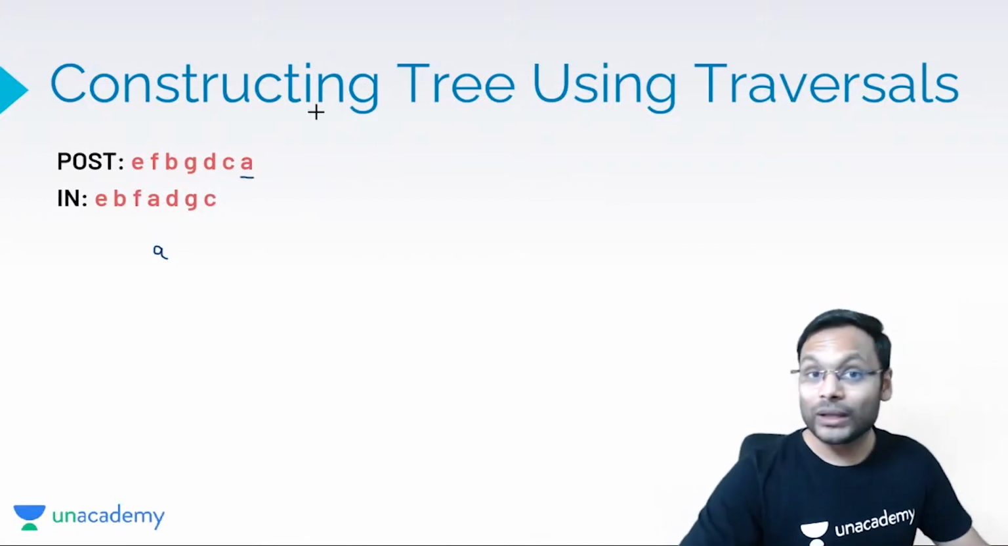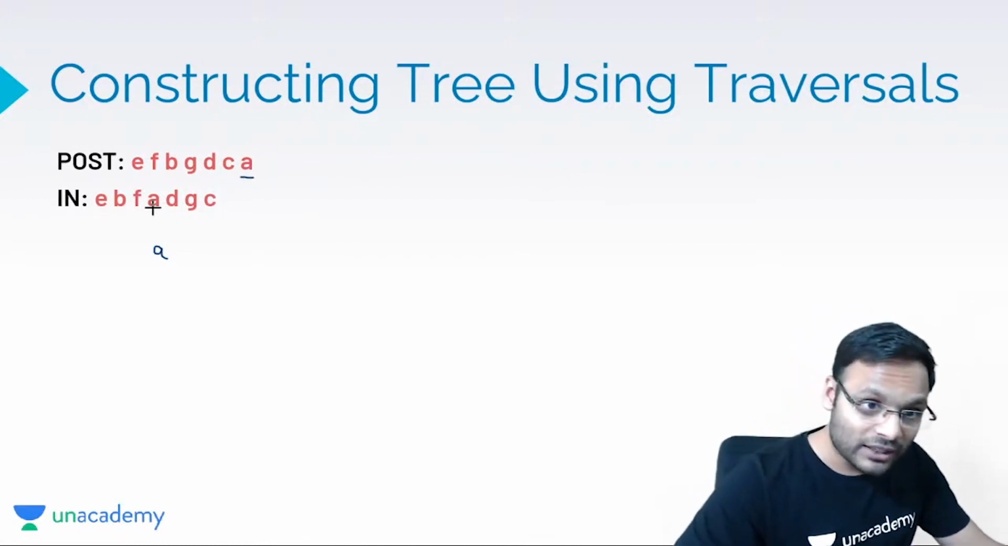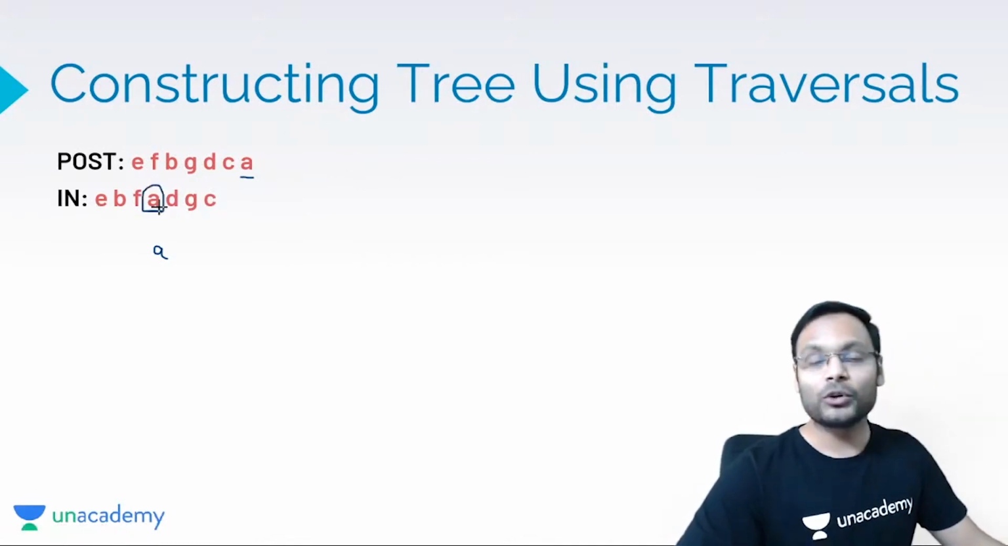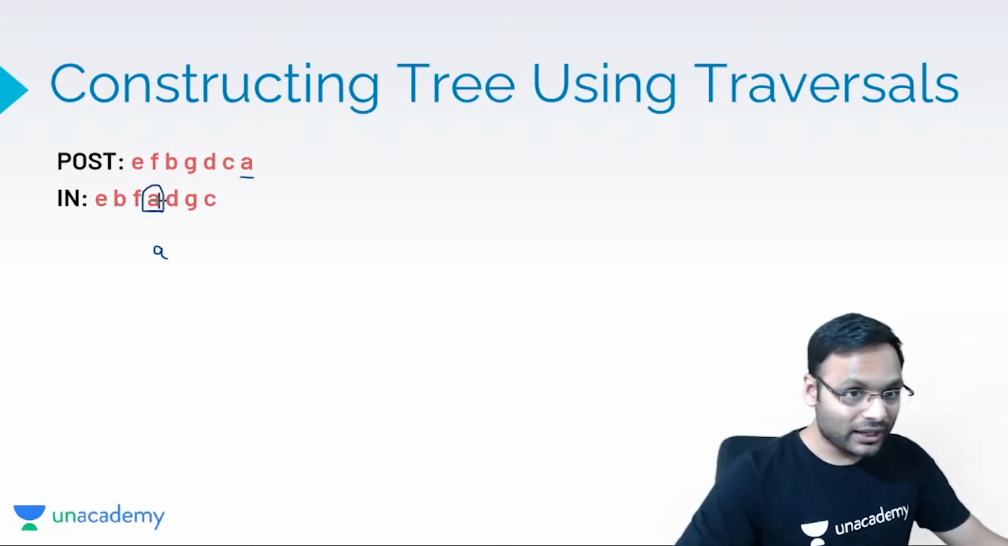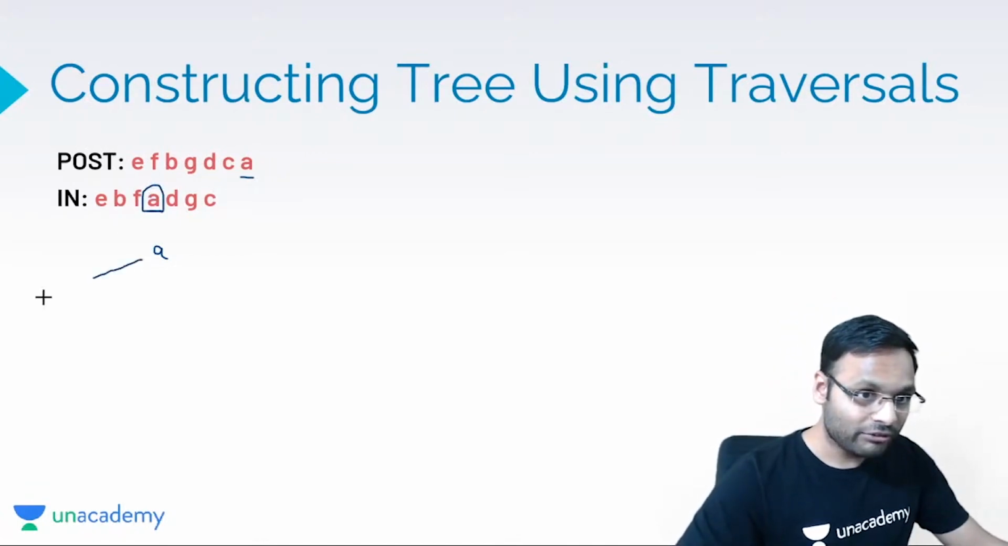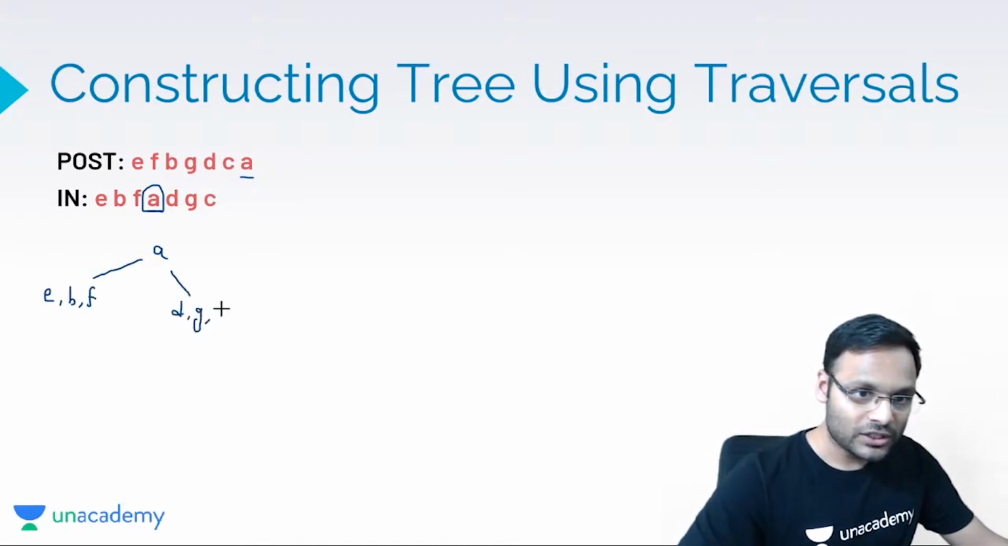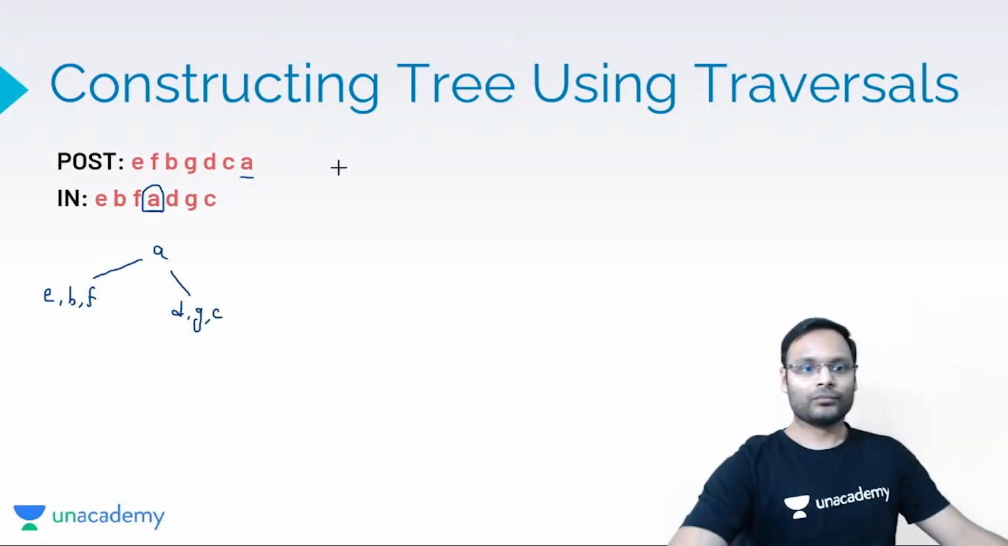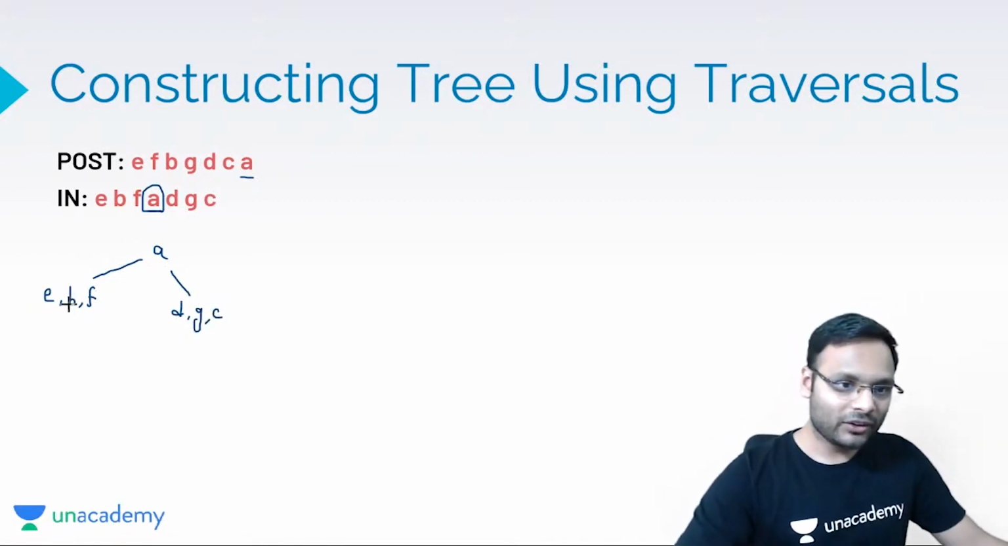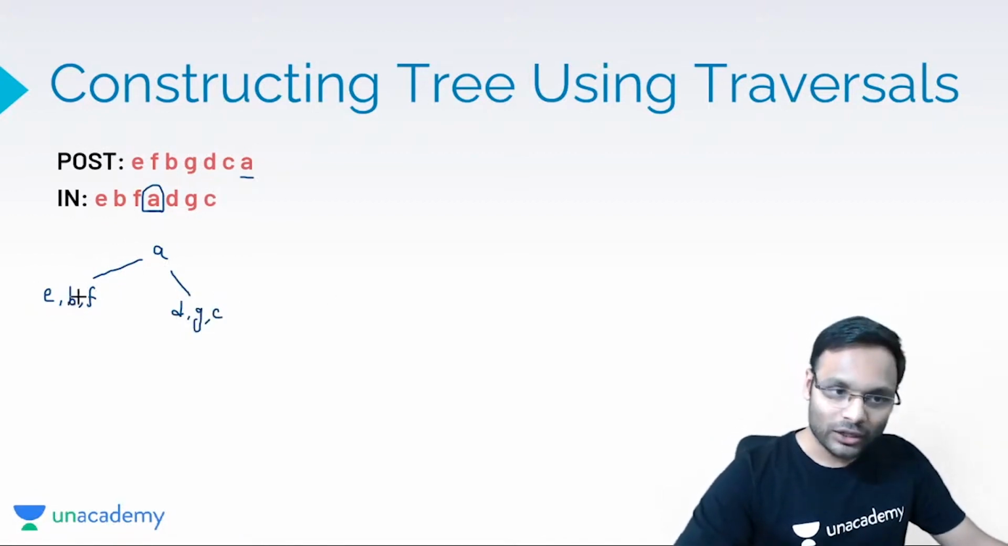After that I'll check out in order traversal. Where is A in order traversal? Here. I know that in order traversal, whatever you traverse before the root is the left subtree. So A is traversed here. Before the A we have EBF in the left. Right side mein aayega DGC. Bifurcated left and right. Yes. Now do the same thing on EBF.